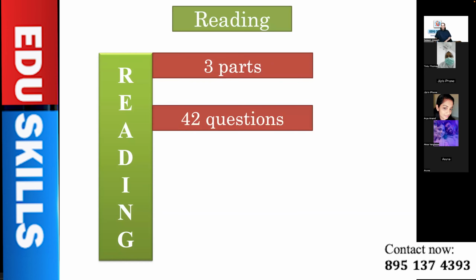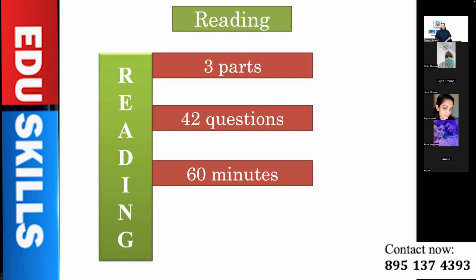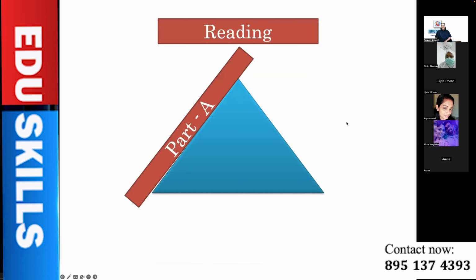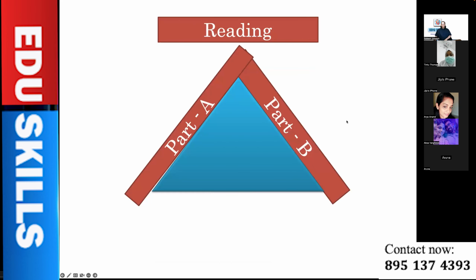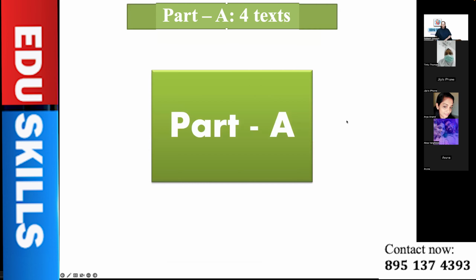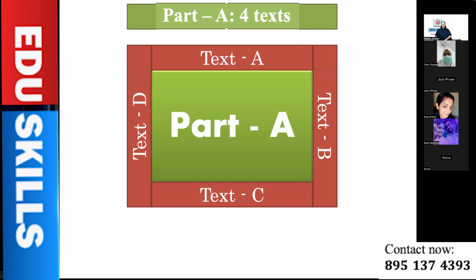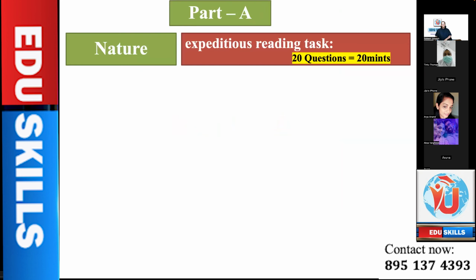So in reading, you have 3 parts, 42 questions, 60 minutes. And topics are generic healthcare topics. You don't have any other topics than healthcare topics, so they are not very challenging. Reading has 3 parts: Part A, Part B, and Part C. Part A, 4 texts. You have text A, text B, text C, and text D. And these are simple things. That's why I'm not taking too long to explain.